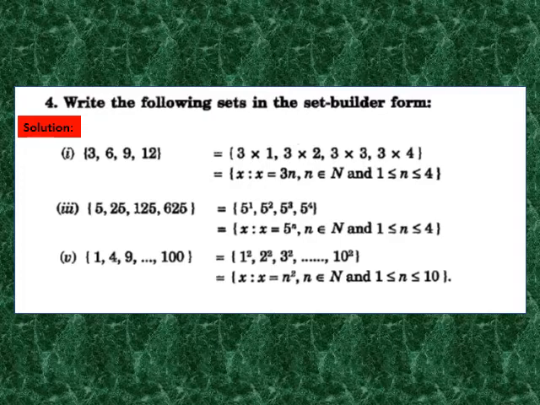Next is fifth. We have 1, 4, 9 up to 100. So you can simply identify that they are the squares of natural numbers. So 1, 4, 9 up to 100 is what? 1 square, 2 square, 3 square up to 10 square. It means we are taking the squares of natural numbers up to 10. So the set X will be what? X such that X is equal to n square, where n belongs to natural number N, and here n is from 1 to 10. So 1 less or equal to n less or equal to 10. Clear? So pause and solve the other sums.